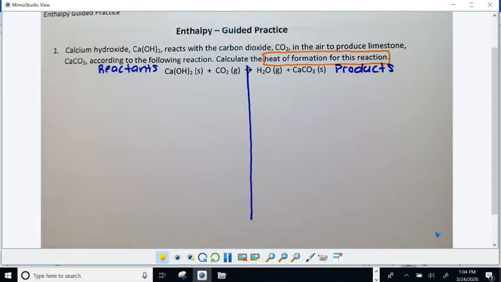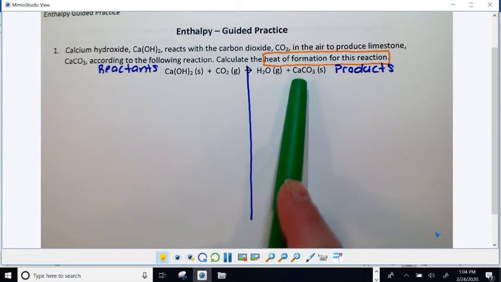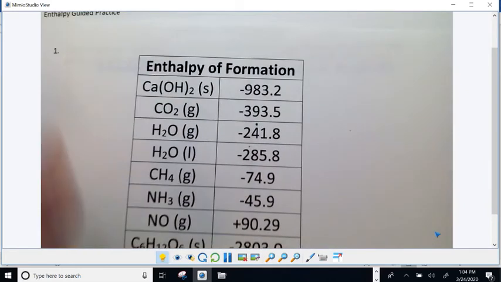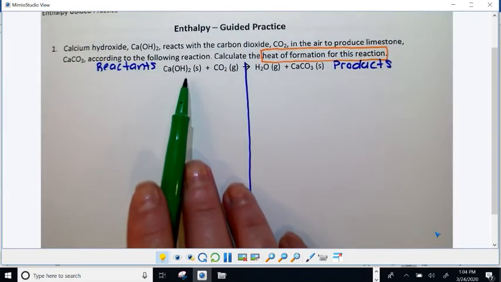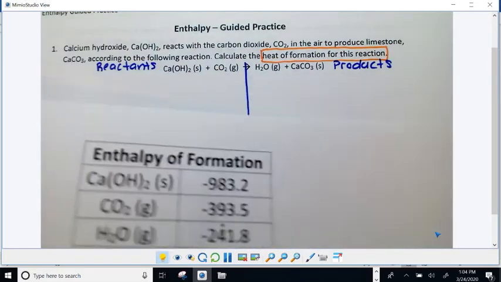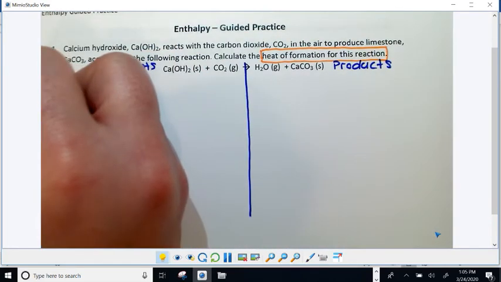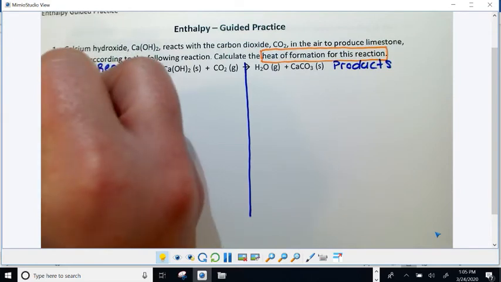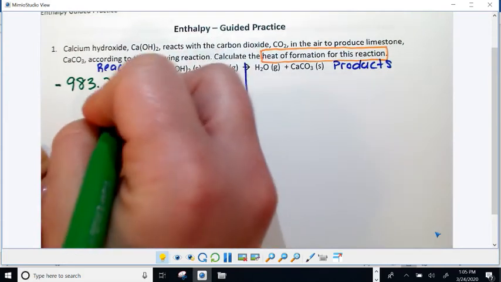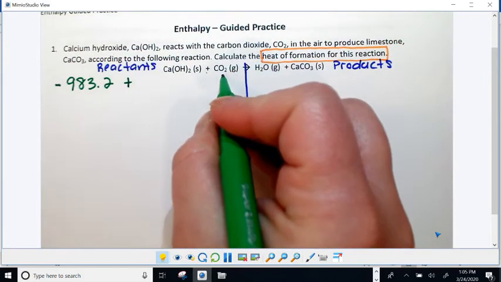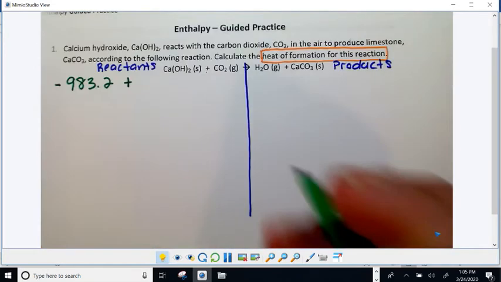After that, I am going to assign the heat of formation for each individual compound in the reaction using this chart that I uploaded for y'all. So we're looking for the first one, and it's in the solid form, which is this first one right here. So I'm going to write that down on the reactant side. Next is a plus sign, and then carbon dioxide in the gas form, which is right here.